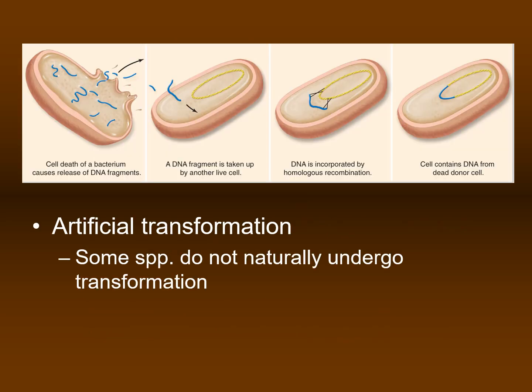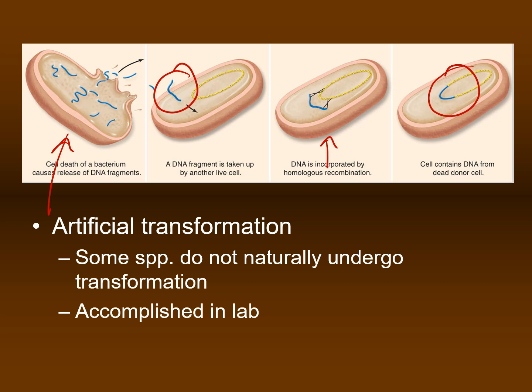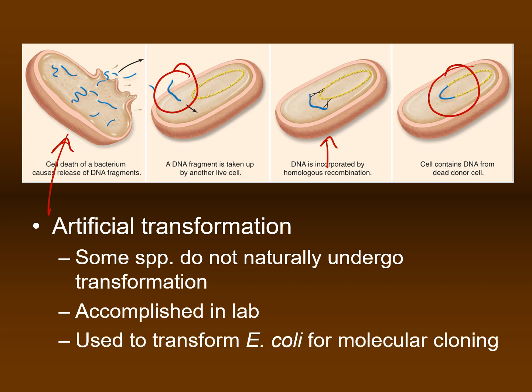It is an absolutely normal process. This cell dies, and a fragment of the DNA from the dead cell is picked up by another cell and gets incorporated into the chromosome. In some cases, we actively use artificial transformation. Some species don't normally undergo transformation, so scientists can transform those bacteria in the lab. It's very widely used to clone genes and express proteins artificially by transforming E. coli.